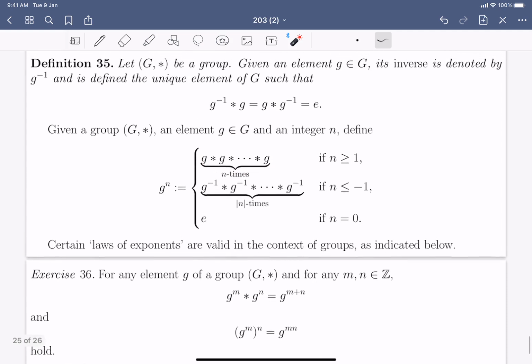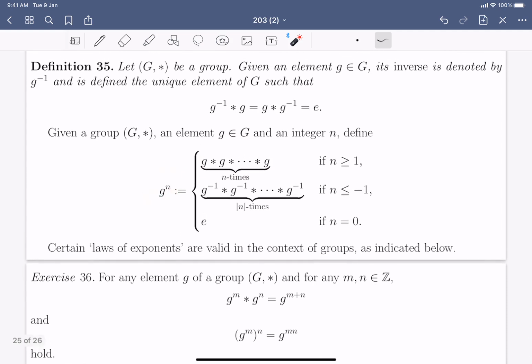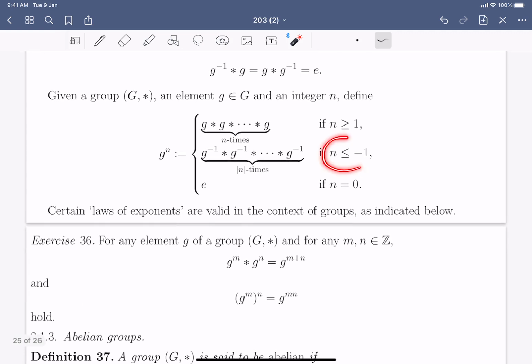For example, g power 1, by convention, is equal to g, and g power 2 is equal to g star g by convention. And if n is less than or equal to -1, for example n equal to -2, then you compose g inverse with itself 2 times. And if n is 0, then g power n is defined to be the identity. This is a convention, something that no one can prove. In our school days we used to quote unquote prove that 2 power 0 is 1, but there is just no proof of this equality. This is the convention.